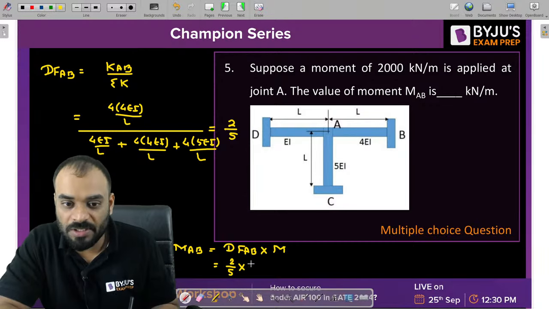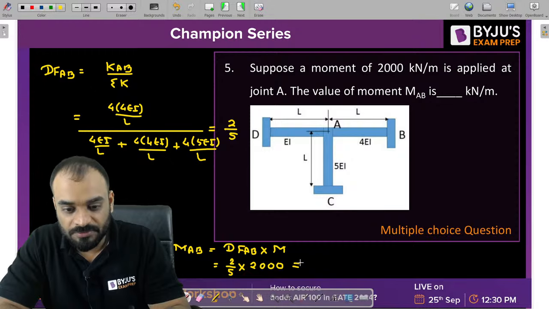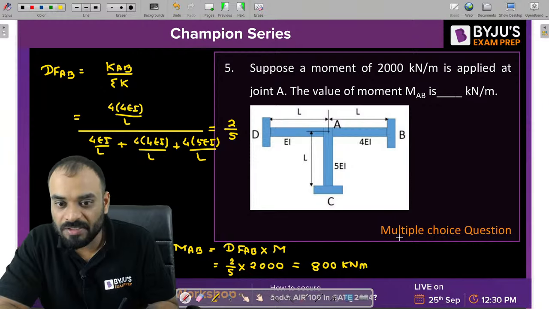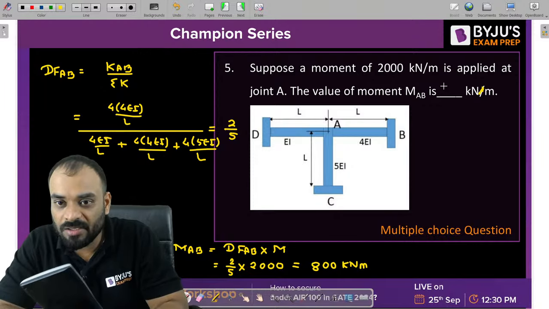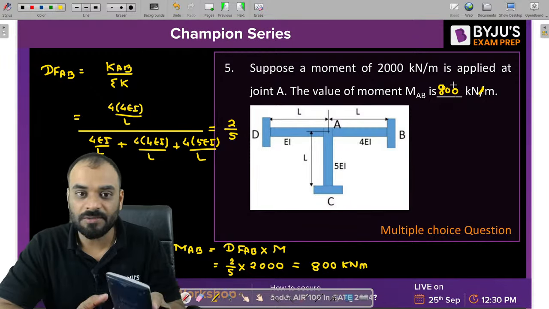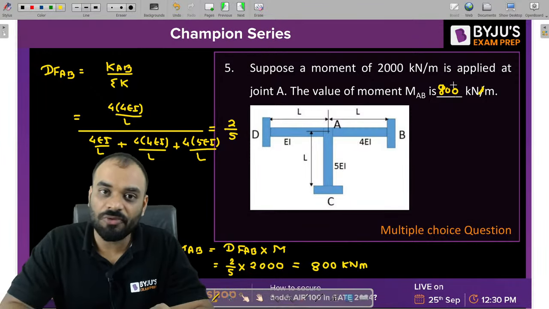M is equal to how much? It is 2000. Kindly calculate it. How much are we getting? 800. So 800 kilonewton meter is the answer. Crystal clear to all of you, guys?